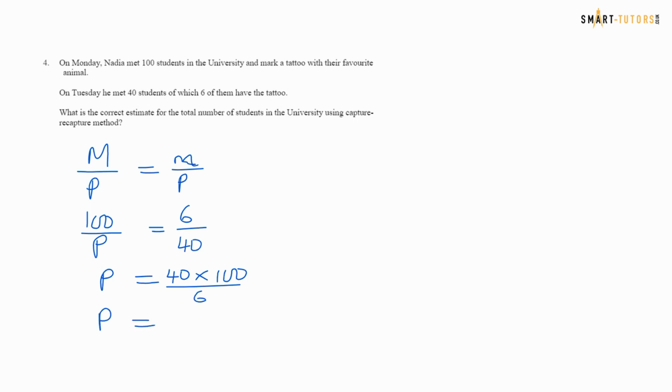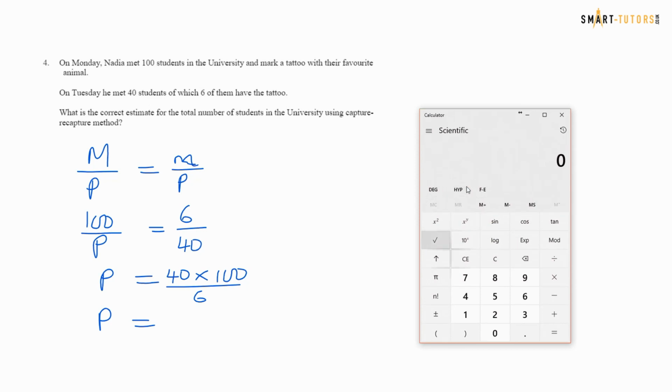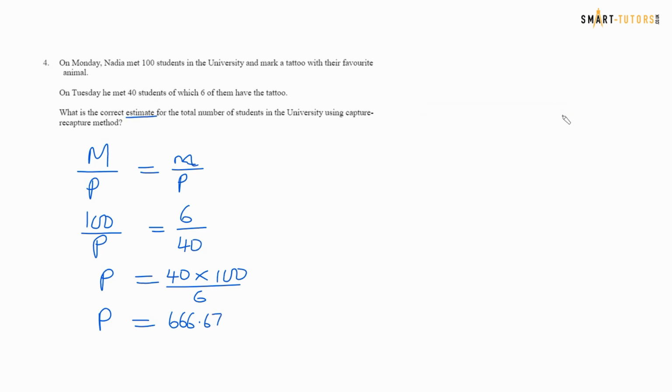So P equals 40 times 100 divided by 6, which is 666.67. So roughly it's an estimate. If you see the question, it says roughly what? So you can say the population is roughly 667, right? You can say 666, it doesn't matter. So it's a rough amount. In the marking scheme, you have a range of possible answers, right? So that is the answer for question number 4.